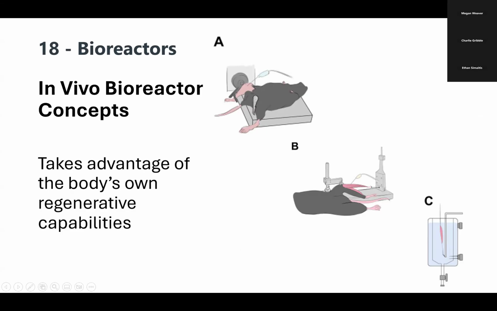These in vivo systems are especially valuable because they address one of the biggest challenges in skeletal muscle tissue engineering, the need for vascularization and integration with host tissue. They also expose the construct to the immune system and mechanical forces in a way that's difficult to replicate in vitro.